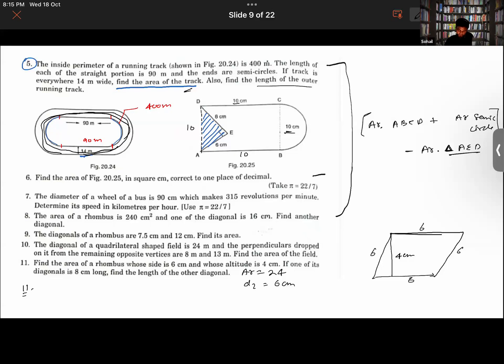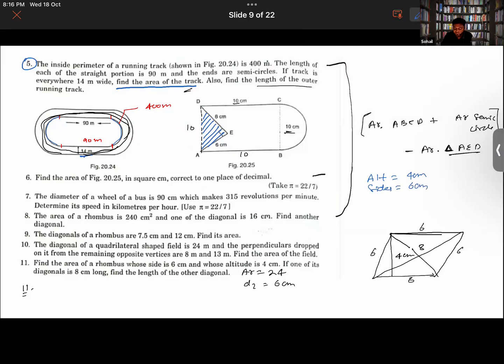Okay, no issue. In the question it says, if one of the diagonals, let's say this one, measures 8 centimeter, find the length of the other diagonal. It's quite simple here. What are the values we are given first? Altitude is 4 centimeter. Sides are given as 6 centimeter.